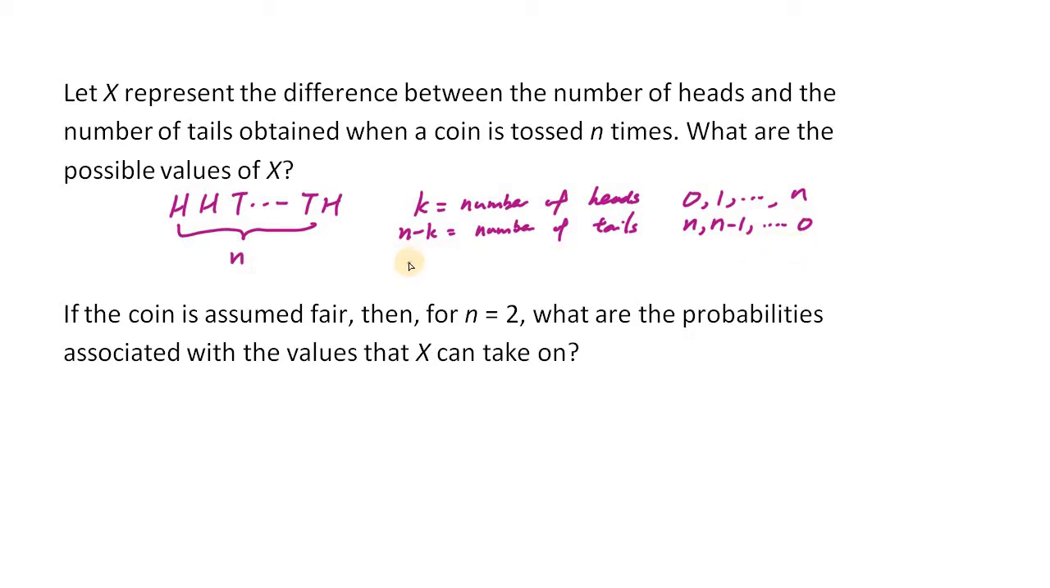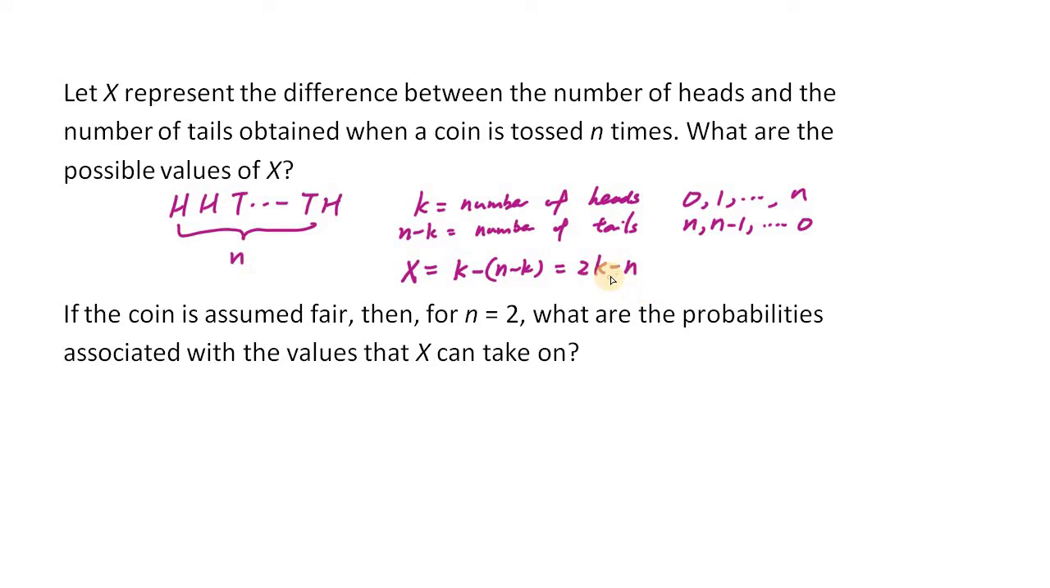And we are interested in the difference, which we call x here, and that is equal to k minus (n minus k). Note that k represents the number of heads, while n minus k represents the number of tails. So then this equals 2k minus n.